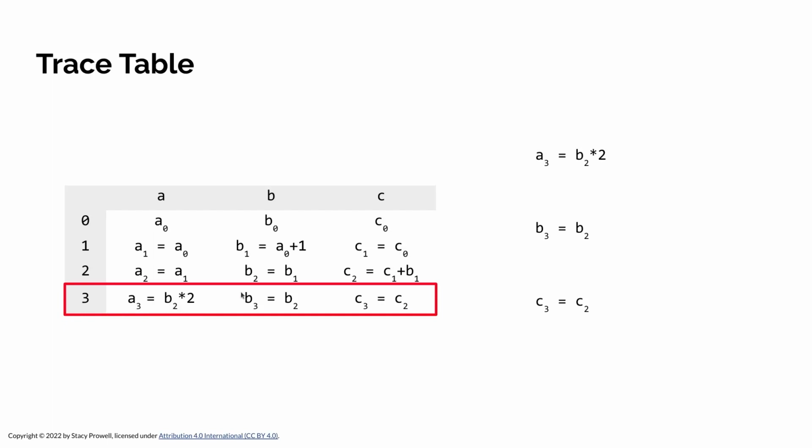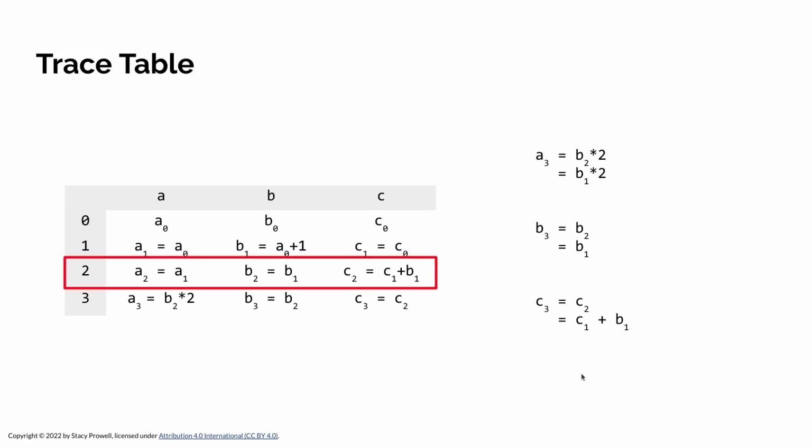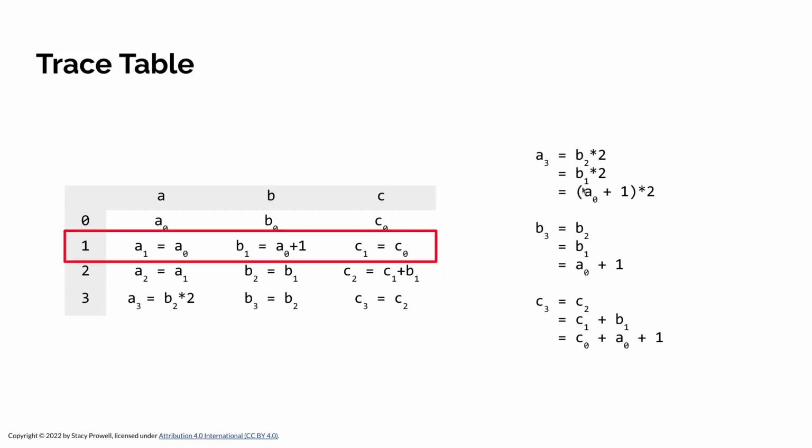A3 is B2 times 2, right there. B3 is B2, right there. And C3 is C2, right there. And let's back substitute. So we'll move our way back. We'll substitute here. So B2 is B1. C2 is C1 plus B1. And then one more step. B1 is A sub 0 plus 1. There it is again. And C1 is C0. B1 is A sub 0 plus 1, just like it was before. And there you have it.